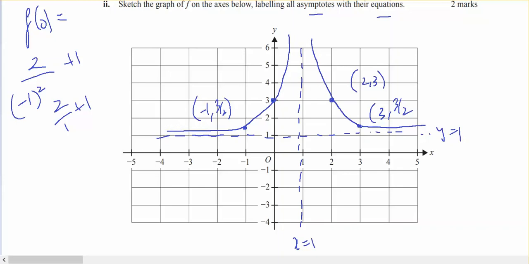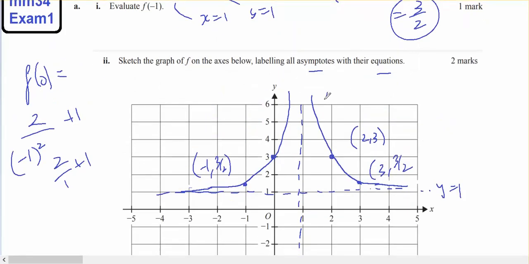And I don't like the fact that that's curled away a little bit, so I rub that bit out, and I will then redraw it so that it approaches the asymptote. And I might do the same thing on the other side. Okay, so there's my graph. That's f of x.